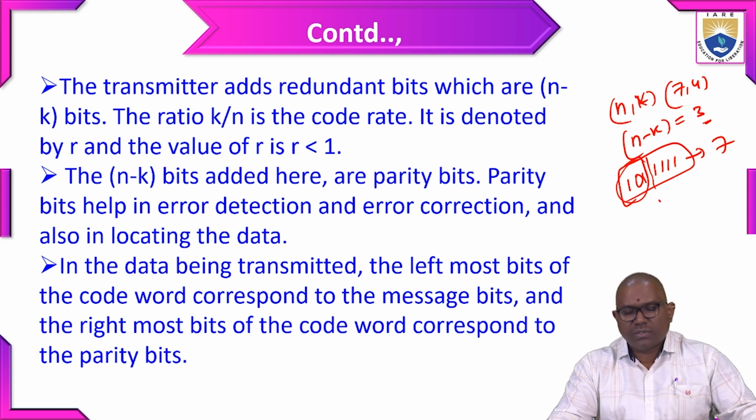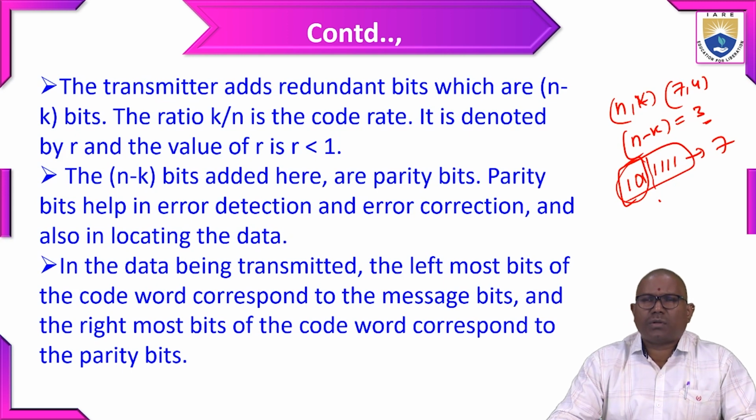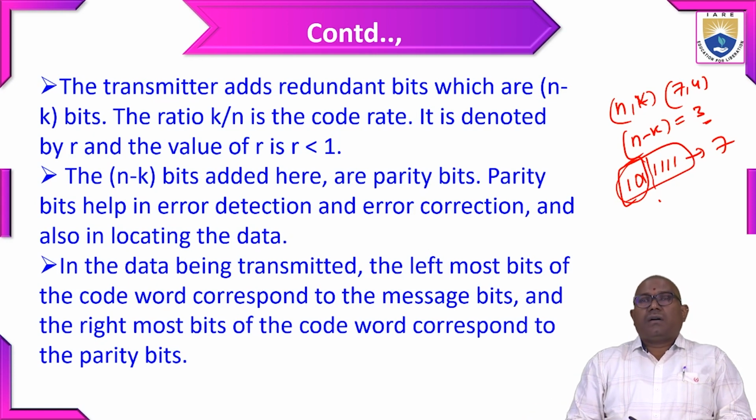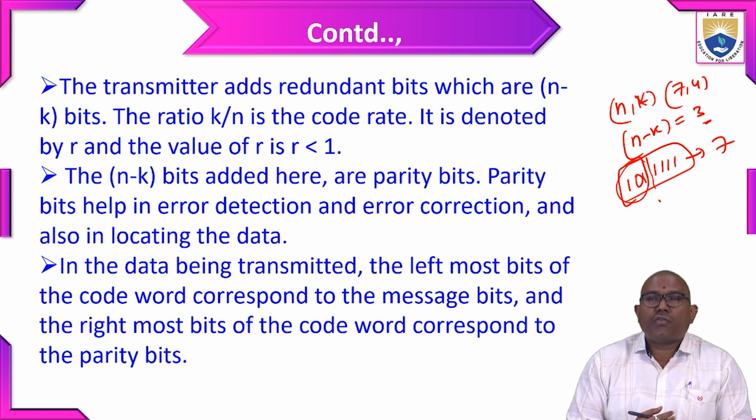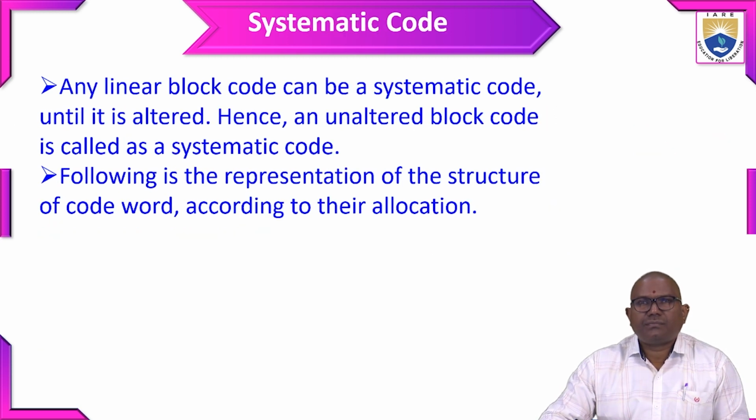So in the data being transmitted, the leftmost bits of the code word correspond to the message bits, and the rightmost bits of the code word represent the parity bits. It may be changed also, no problem. Why? It depends on the generator matrix. In the coming slides we are going to deal with the generator matrix. The generator matrix has the coefficient matrix and the identity matrix. Depending on the position of the coefficient matrix, the message bits shift or change.